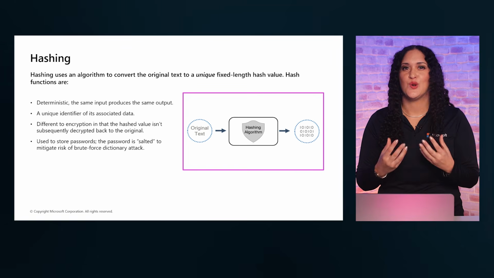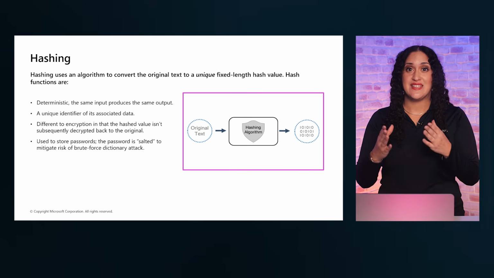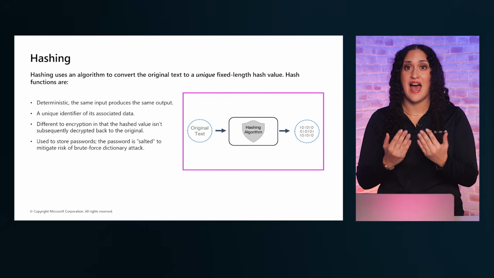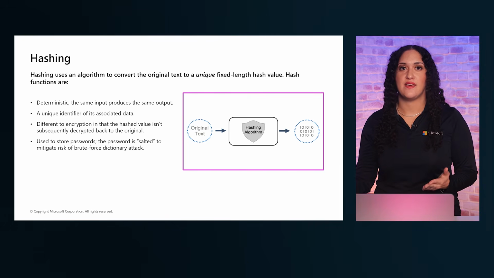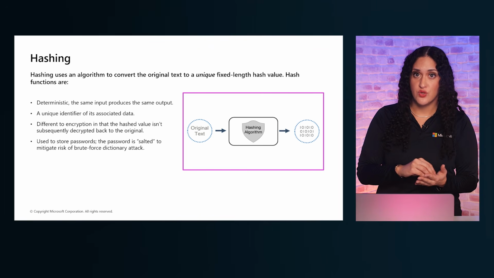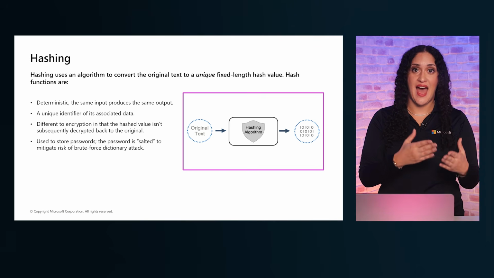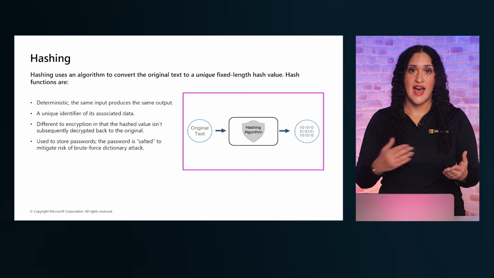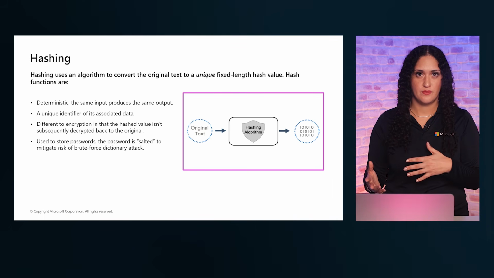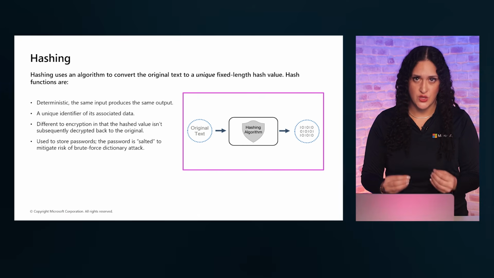One important characteristic is that hashing is deterministic, meaning the same input always produces the same output, the same hash, and is one way, meaning the original data cannot be reconstructed from the hash. So unlike encryption, there's no decryption step, which makes hashing especially useful as a secure identifier rather than a way to recover data.